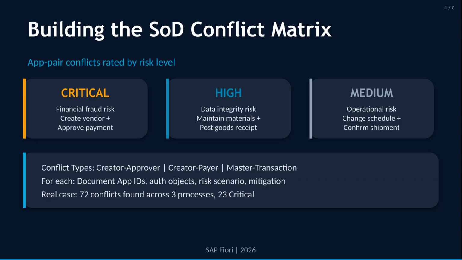Structure your matrix with risk levels: critical, high, and medium. Critical conflicts involve financial fraud risk, like creating vendors and approving payments. High conflicts involve data integrity risk, like maintaining material masters and posting goods receipts. Medium conflicts involve operational risk, like changing delivery schedules and confirming shipments. For each conflict pair, document the two Fiori app IDs, the conflicting authorization objects, the risk level, the business process affected, and the recommended mitigation control if the conflict cannot be eliminated.